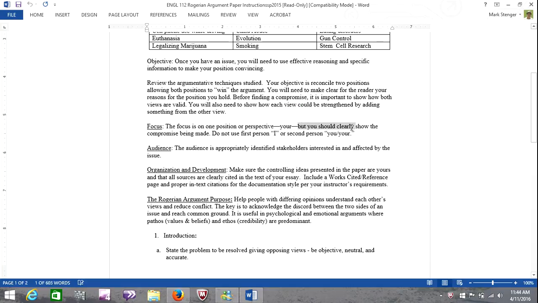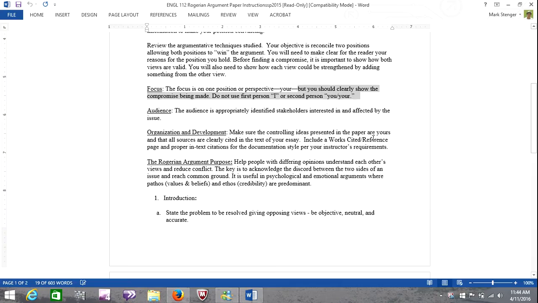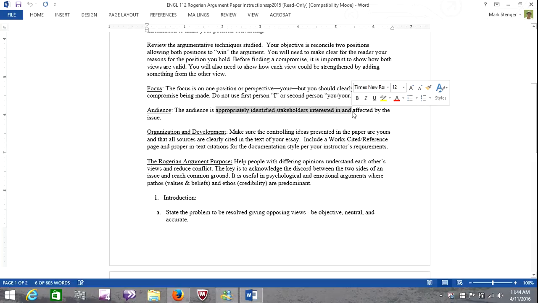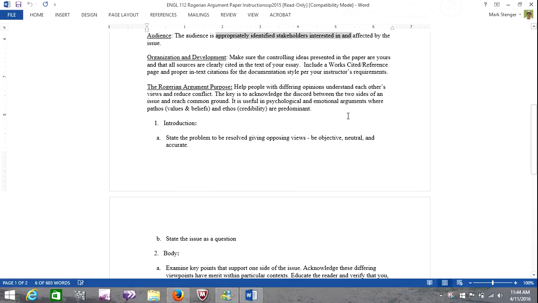And you also want to demonstrate how you can come to a compromise on how each of the two sides can maintain their position. The audience of the paper are the stakeholders interested in this issue. May not be me, may not be the other folks in the class, but it is the people that have a direct interest in whatever your issue is.